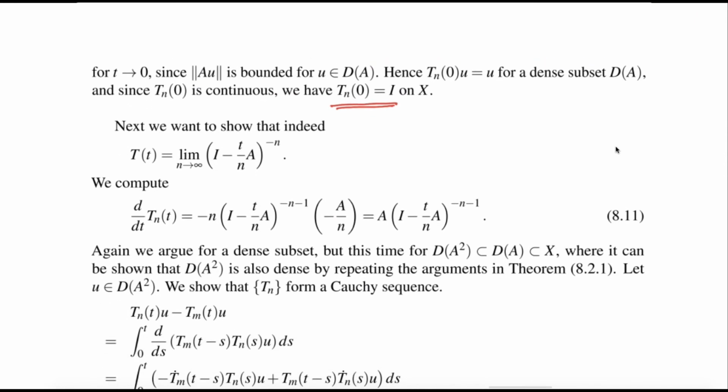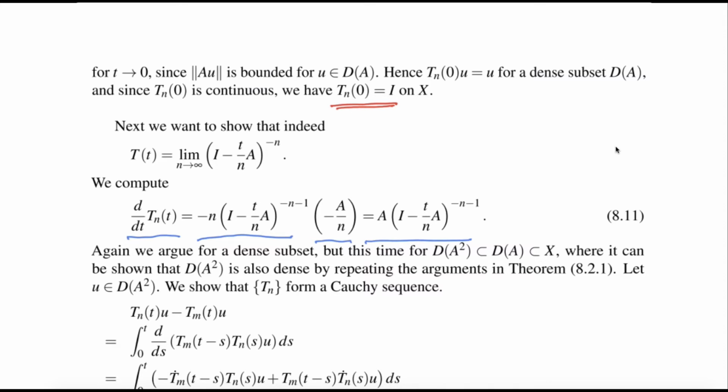Next I want to show that this converges to the semigroup. And for this I differentiate once more. I do d by dt of this T_n. So I get an n in front. So here I have the right exponent. Now it's minus n minus 1. I get an inner derivative, minus A divided by n. So together this is then this term here.